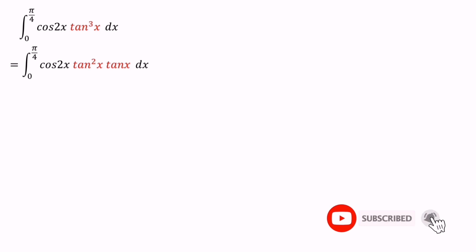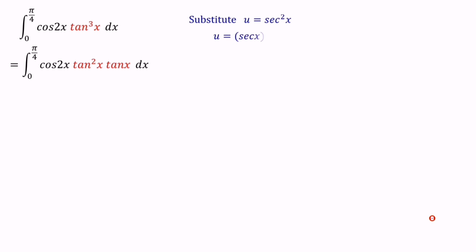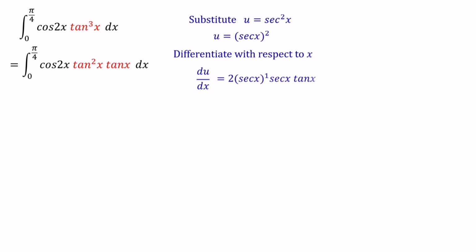Let's substitute u as sec squared x. Differentiation with respect to x. Differentiation of u we can write as du over dx. Differentiation of sec x whole squared we can write as 2 into sec x to the power of 1 into sec x tan x. After that, we can cross multiply the denominator value dx. Sec x into sec x we can get as sec squared x.